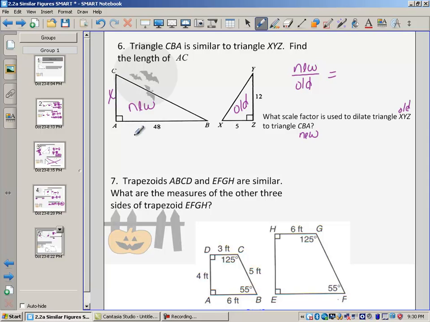So the new one, the only side we know in the new one is the 48. The side that corresponds to this 48 in the old one is this 12, because these are not sitting the same way. If I were to turn this so that it was facing the same direction as this one, the 12 would be on the base. So this is my corresponding side. 48 over 12 simplifies down to 4, so my scale factor is 4. So if I want to find how long AC is, I take my scale factor, which is 4, and I multiply it times the corresponding side. Well, the side that corresponds to the X is this 5 right here. 4 times 5 is 20, so my missing side is 20.